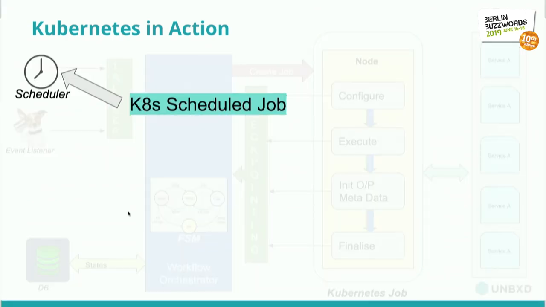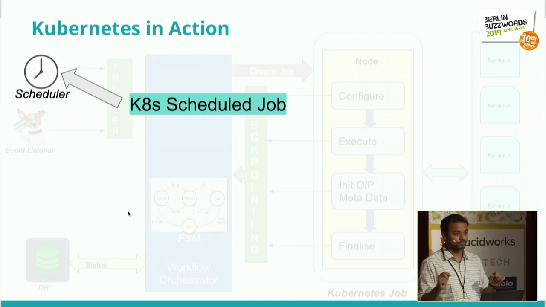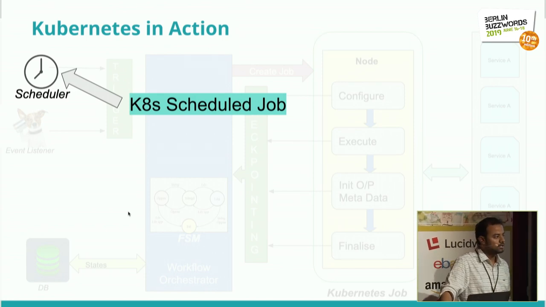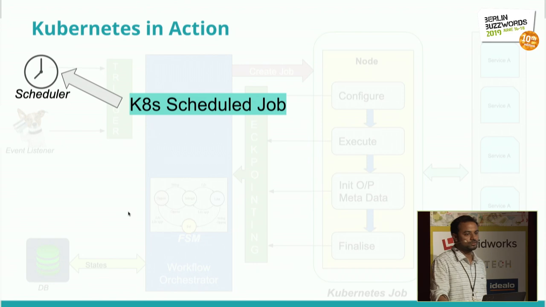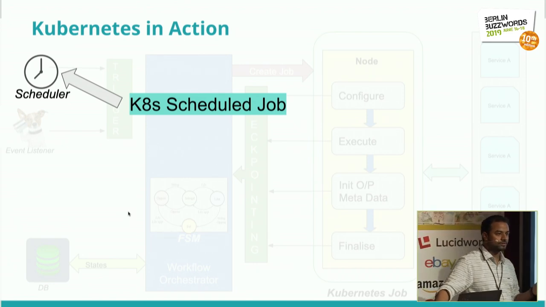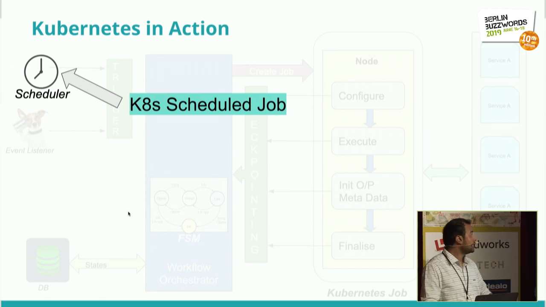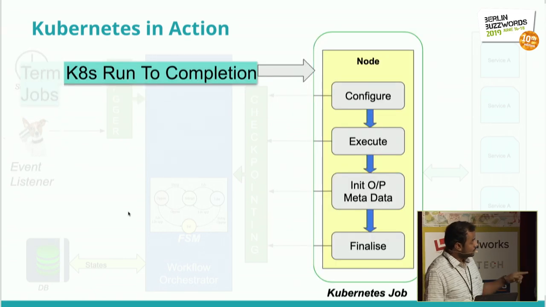The scheduler, as you all must have guessed already, is a Kubernetes scheduled job. The responsibility of this kind of job is to just wake up whenever Kubernetes lets it know that it has to wake up and start a particular workflow. It lets the orchestrator know that this particular workflow has to start, and the orchestrator knows everything else about the workflow. So it'll take care of executing the nodes inside the workflow in the same sequence as we define in the DAG.